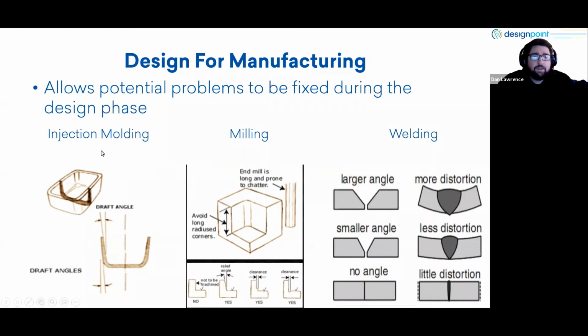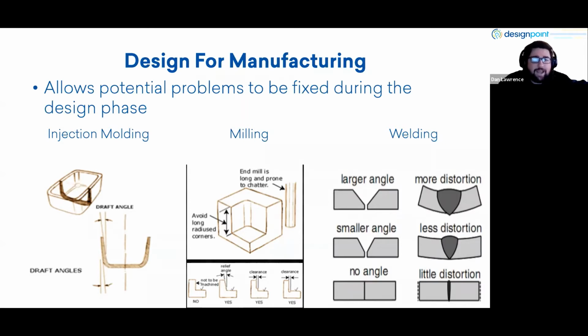Some very common examples that you might do on a regular basis: designing for draft angle for your injection molding, right? You want to make sure your part comes out of the mold. For milling, you want to make sure you avoid long radius corners, and have enough relief angle and clearance. Same thing for welding. You want to make sure you have enough proximity that you can actually do the weld. You also want to avoid distortion, so you want to have little to no angle between the components. These are all aspects and constraints that you're designing for in the design phase. So that's design for manufacturing.